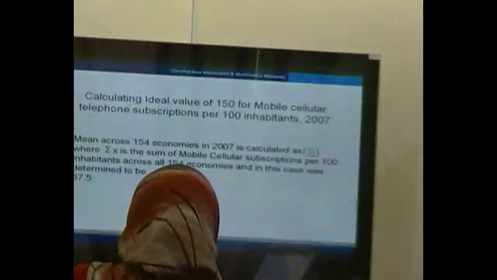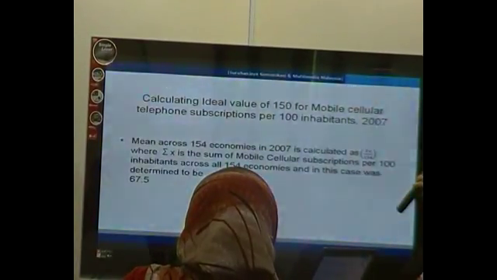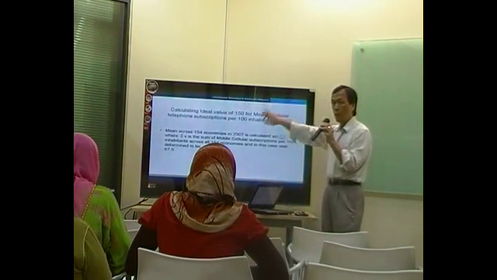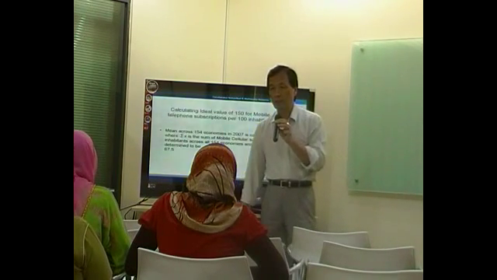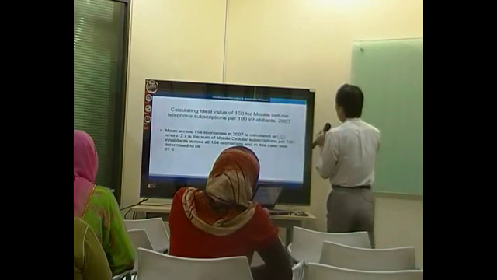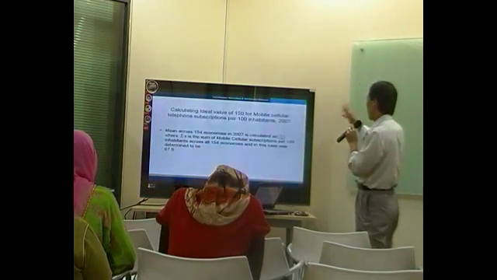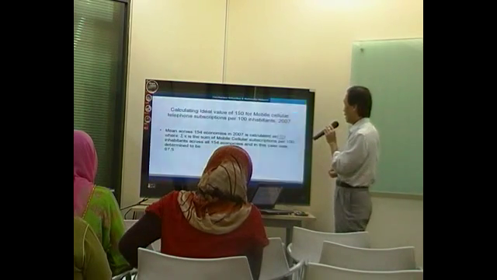Calculating the ideal value of 150 for mobile cellular in 2007. Remember, I told you just now it was 170. Why am I talking about 150 here? 170 is for 2008. 150 is for 2007. So I just want to show you briefly how it's calculated for 2007 to derive 150.